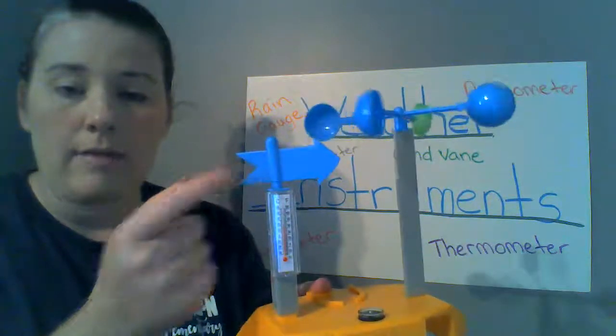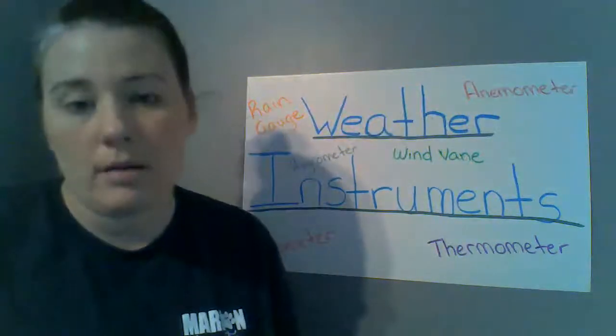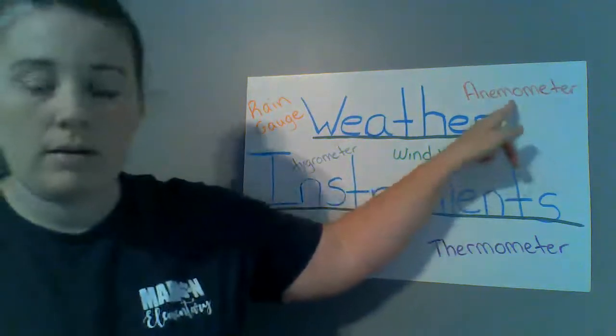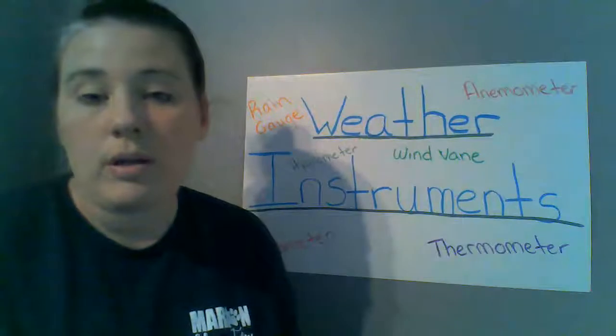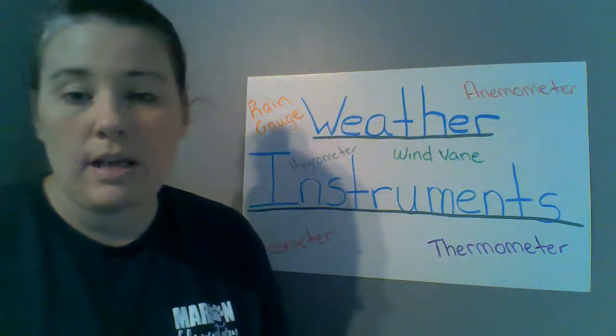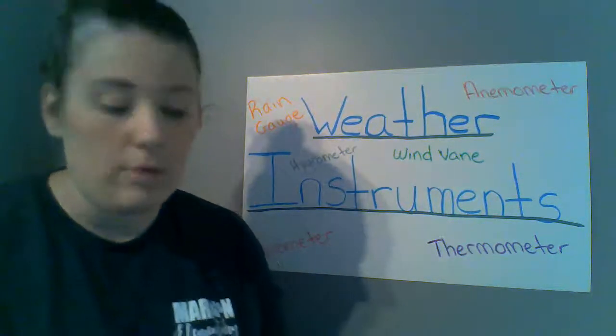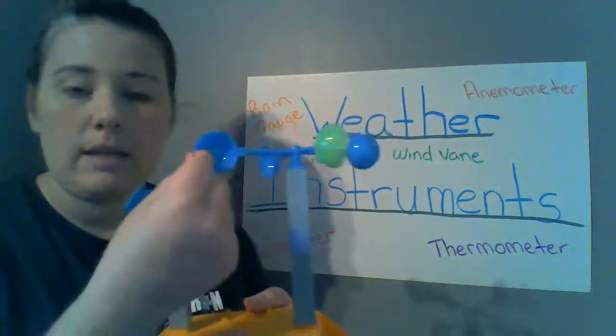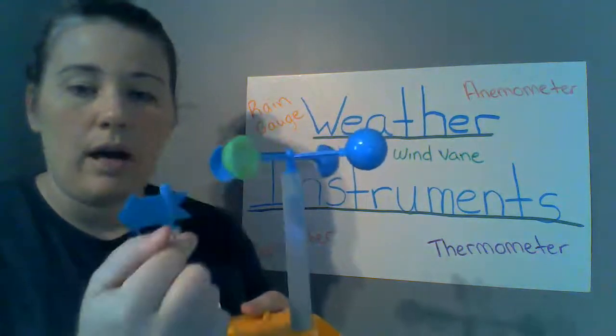All right, then we have something called an anemometer. So a big fancy word. It means something pretty simple. An anemometer just tells you how fast the wind is blowing. So that is this guy here. You may have seen these as well. They're kind of cup shaped.